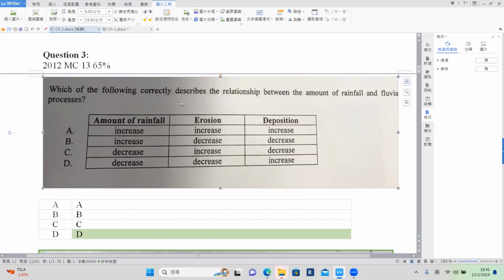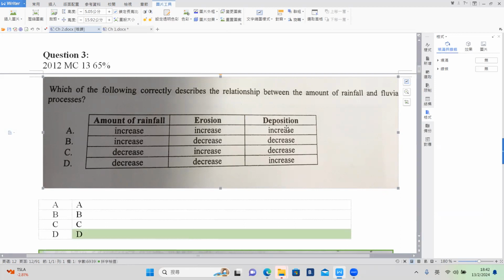Okay, now right here again is about the water cycle. More rainfall, it should be more erosion, right? But deposition should be lower. So A is not right. Then rainfall increase, erosion decrease is also not right. This one, B and C are not correct because rainfall and erosion are in a positive correlation. Then deposition decrease. So number A, B, C is not right.